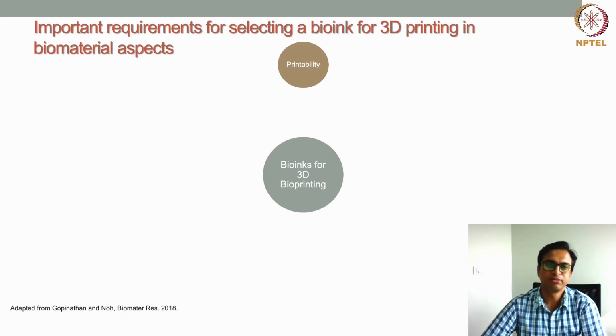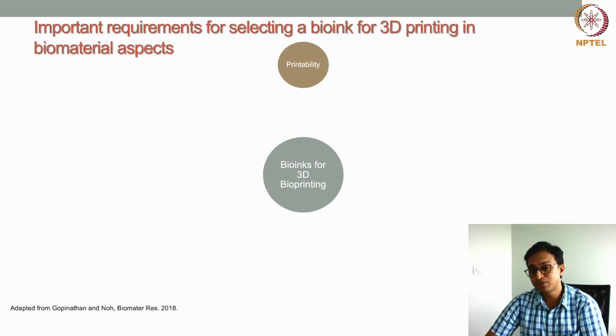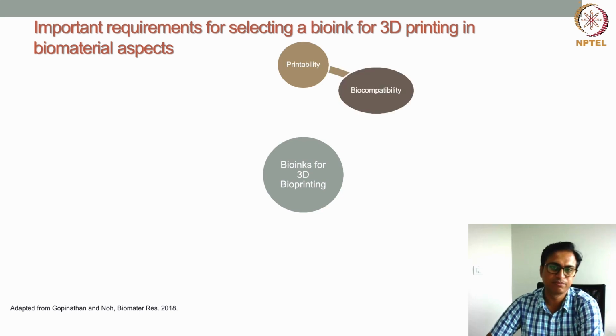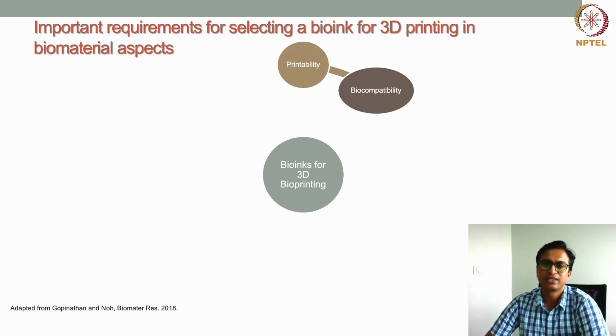The printability of the material: it should flow during the printing process, and after extrusion, upon deposition, the material should start to gel. The printability of the material is the first thing. Then the biocompatibility of the material. The material should be biocompatible so that we are able to use it.